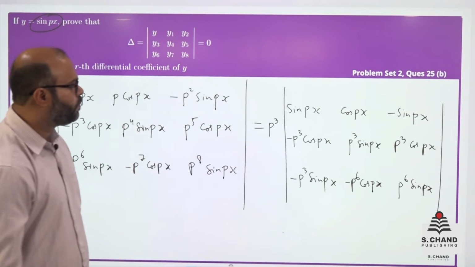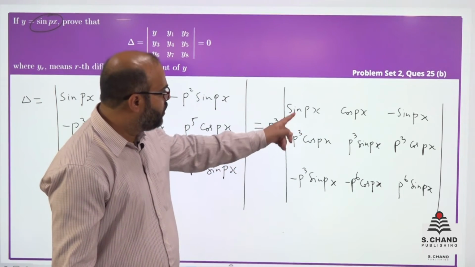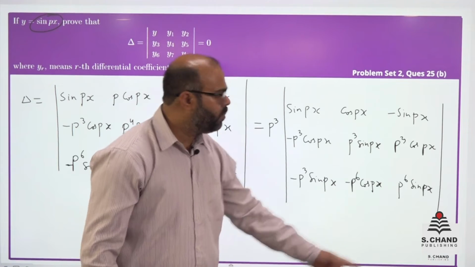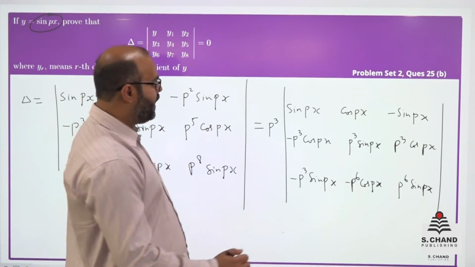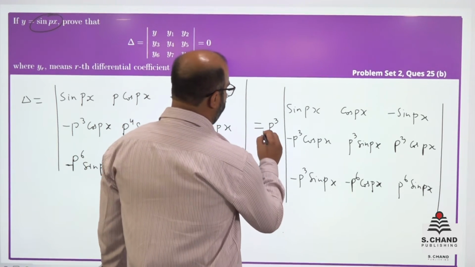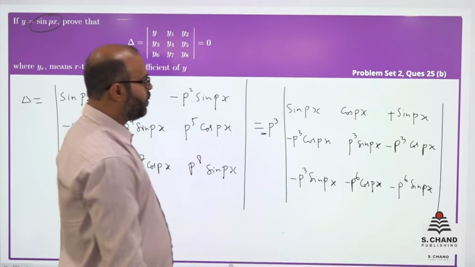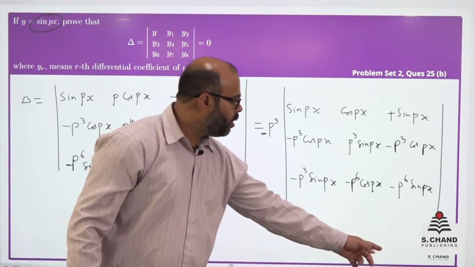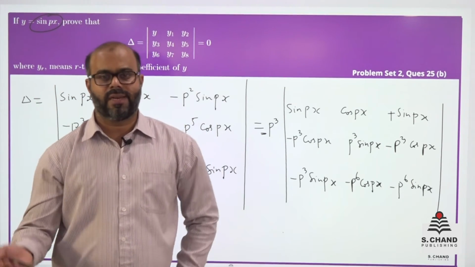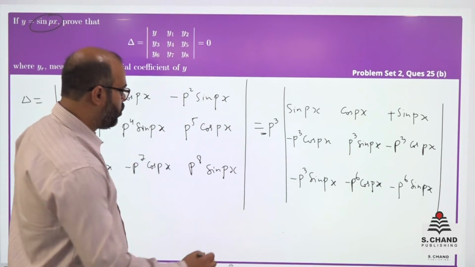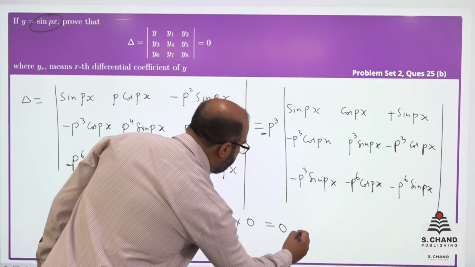Now here again, when you observe, this first column and this third column are having only difference of minus 1 with each of its term multiplied to it. So you can take that minus common, and you can take it minus here. This will be plus, minus minus. Now the first column and the third column are identical, and we know if two columns are identical or two rows are identical, then value of the determinant is 0. So this is p cube into 0, which equals 0, proved.